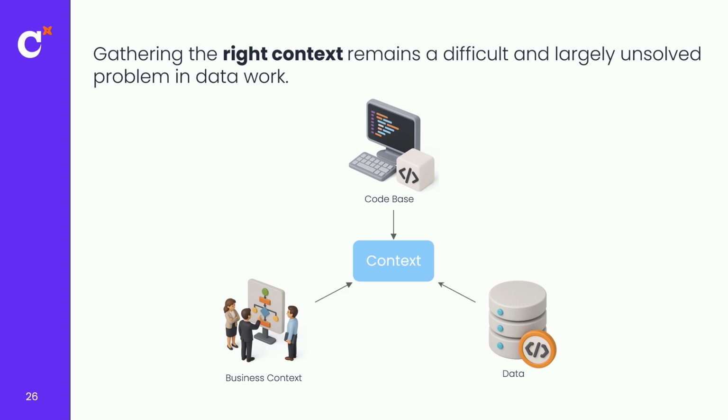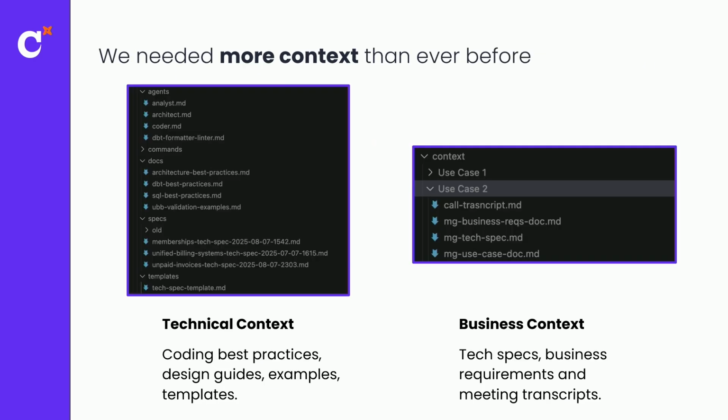You have to do 100 different steps before you can even start to work with the data, right? So the agent needs to know that as well. It needs to understand that source data that it's about to build on. And so we knew we needed more context than ever before. On the technical side, more coding best practices and examples and templates for them to follow. Agents do very well when they have an explicit template to fill in.